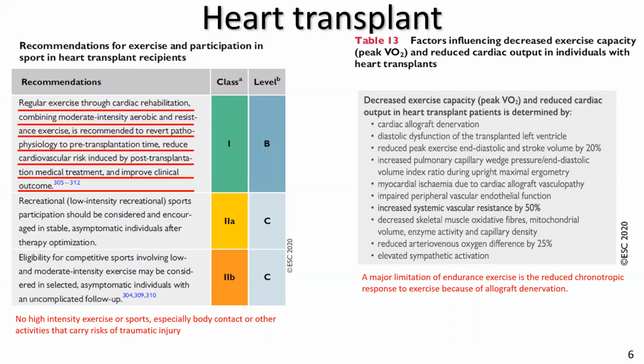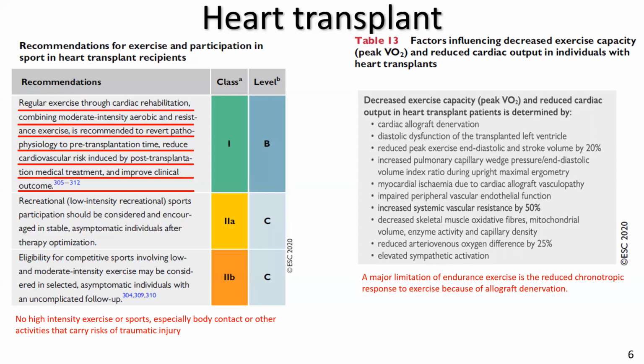A major limitation of endurance exercise is the reduced chronotropic response to exercise because of the denervation of the donor heart. It goes in denervated. In other words, there's no nerve conduction to the sympathetics to drive up heart rate. So there's this reduced heart rate response.